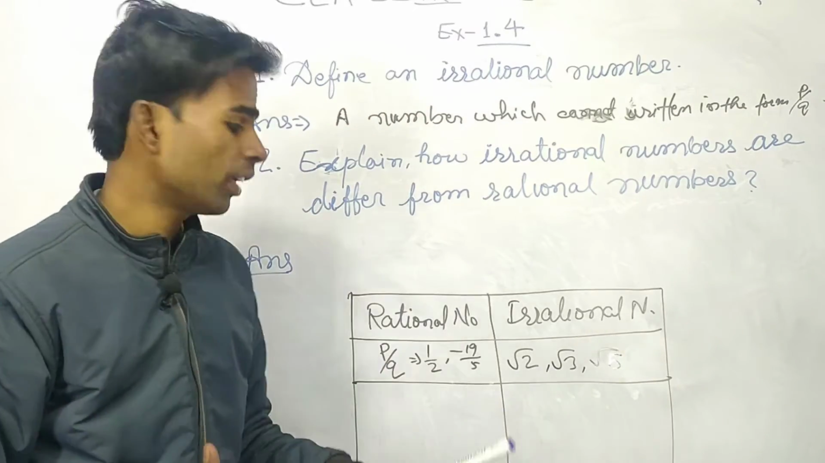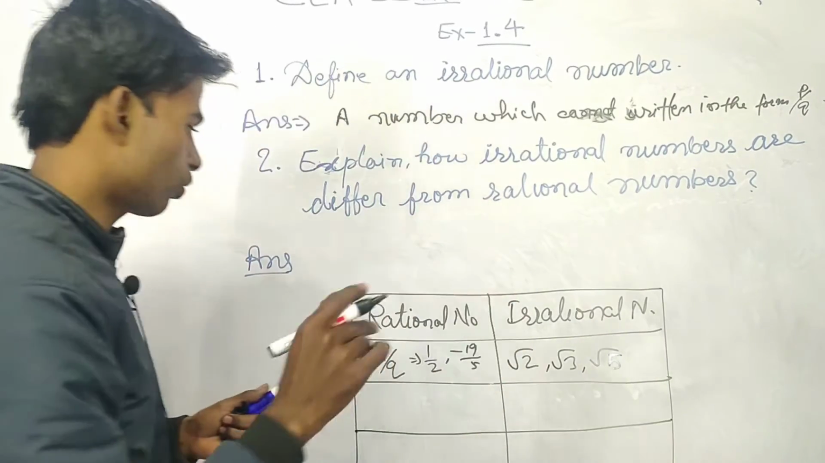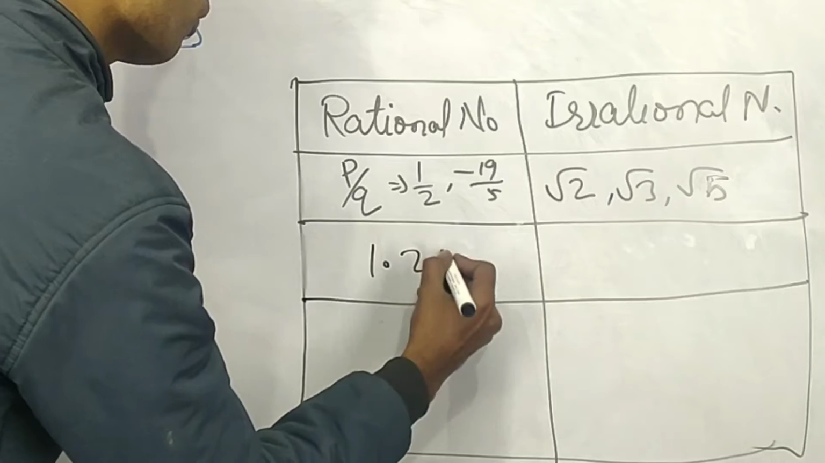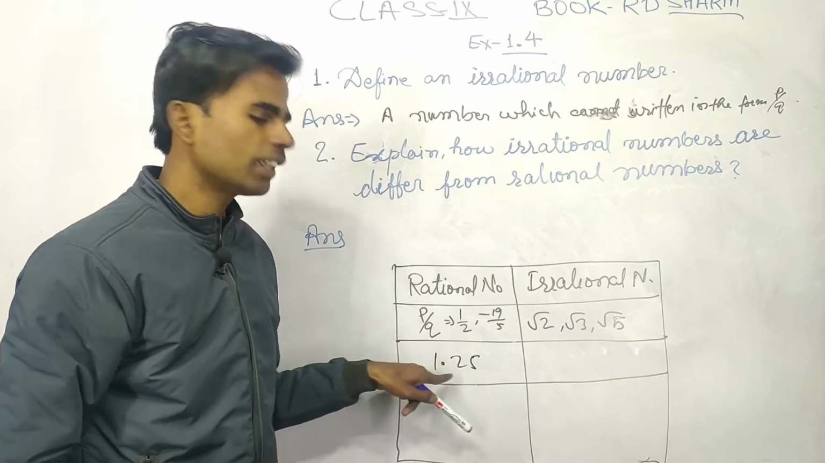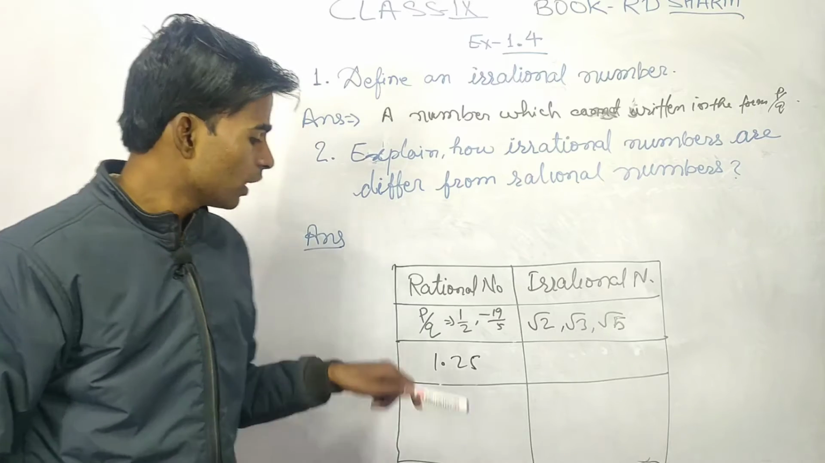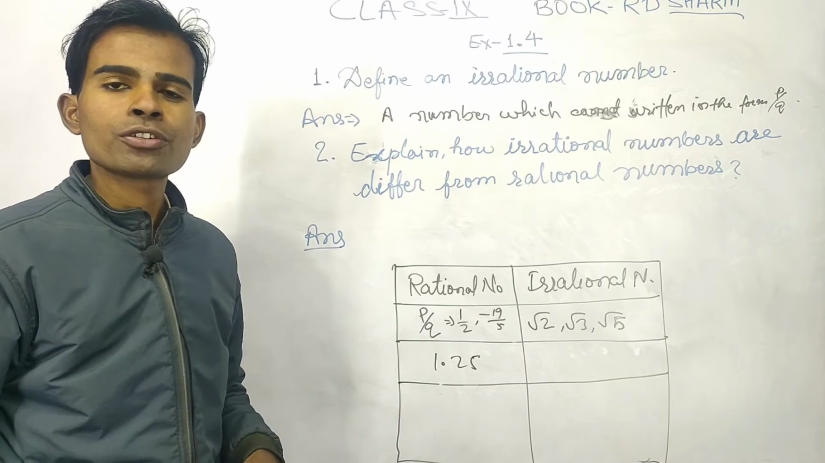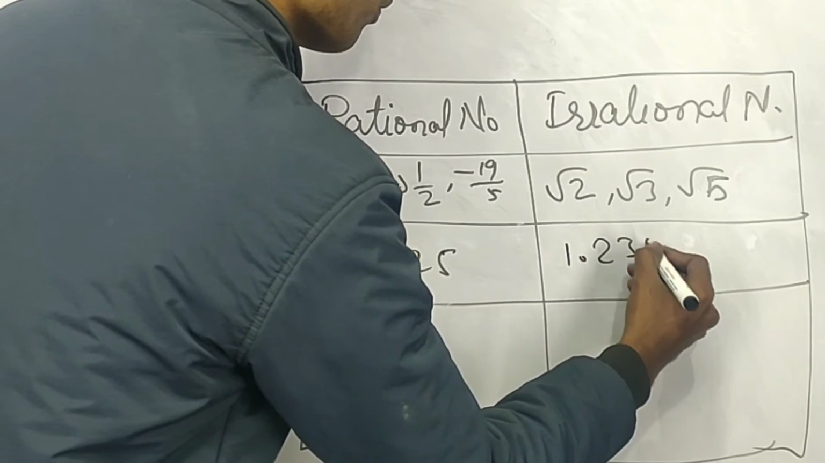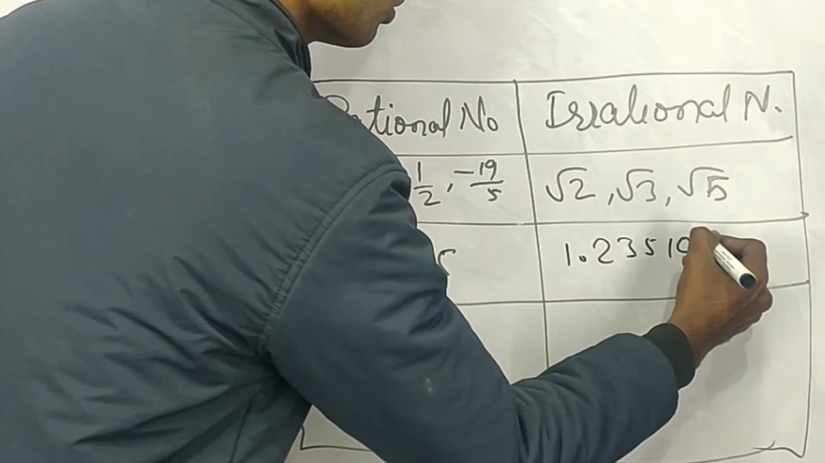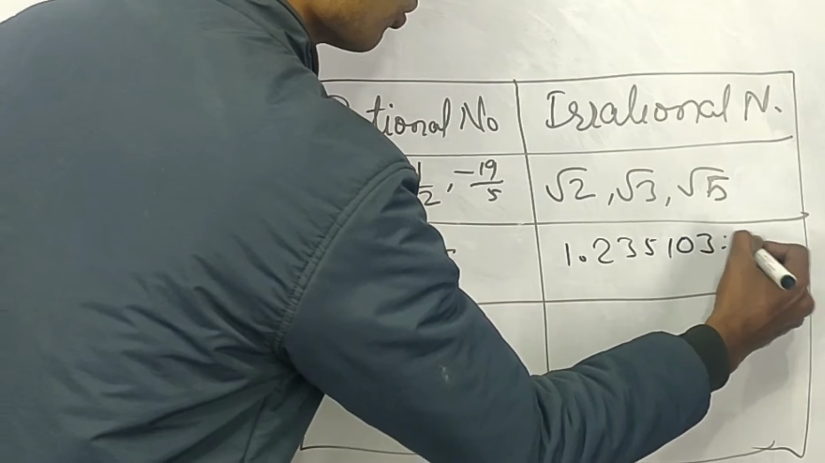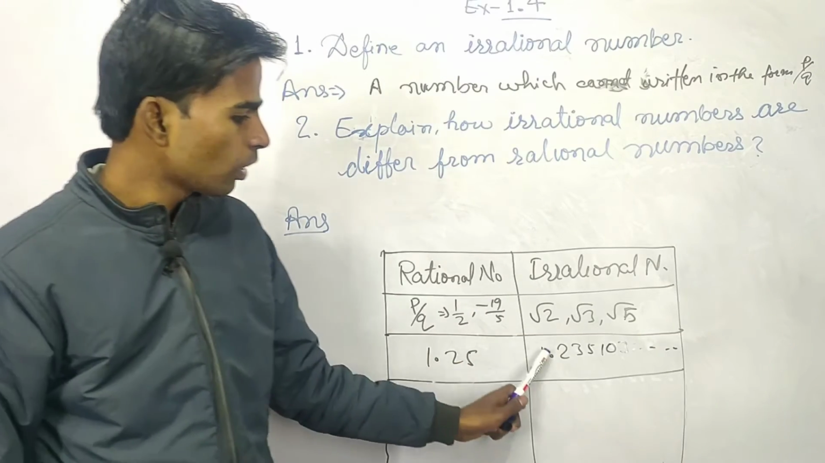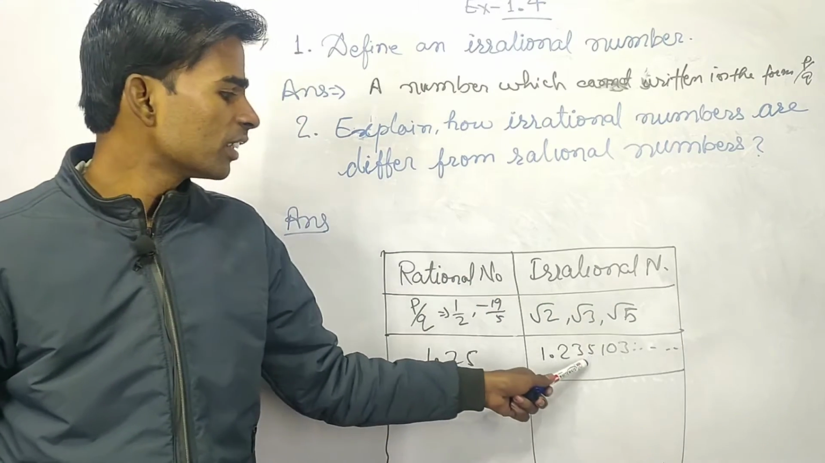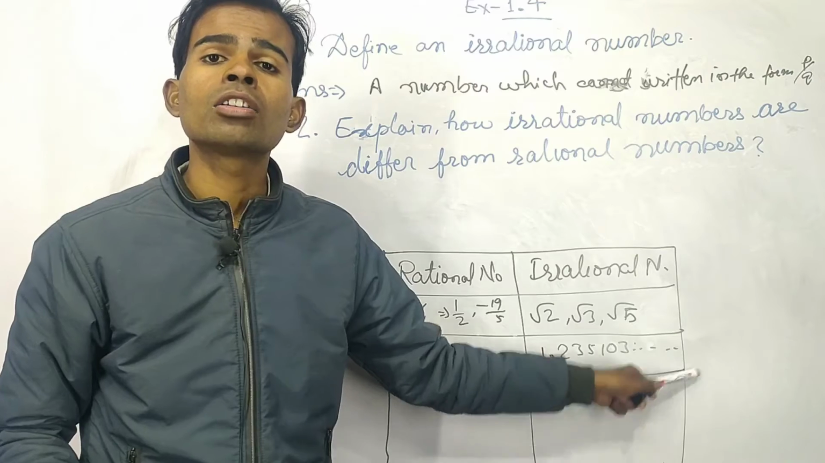And the second difference also. Here 1.25 is a rational number. Why? Because we can write it in the form of p by q. And here 1.235103 and so on. These digits are not repeating and not ending.